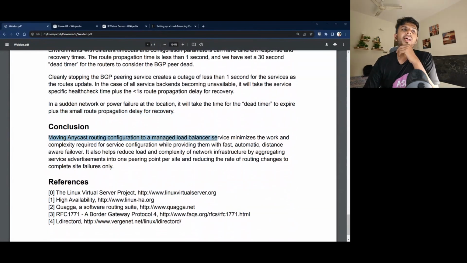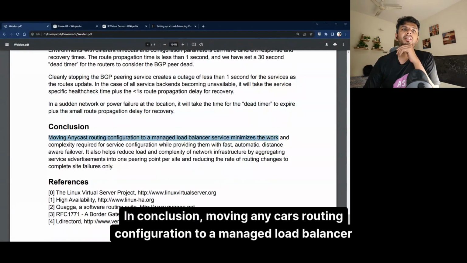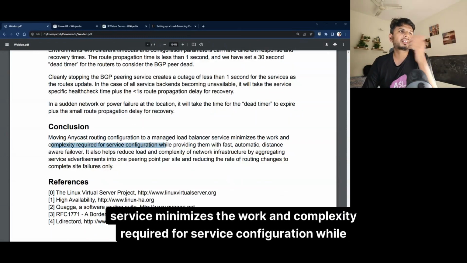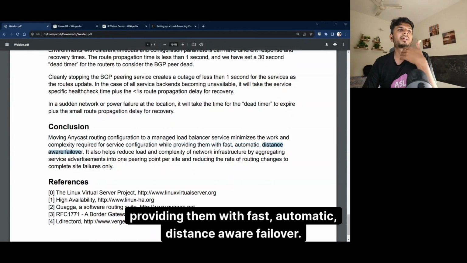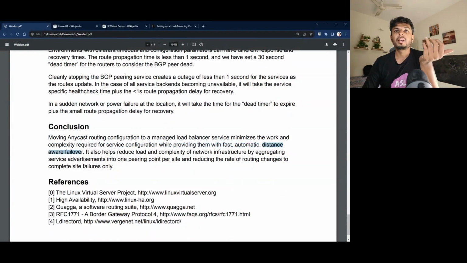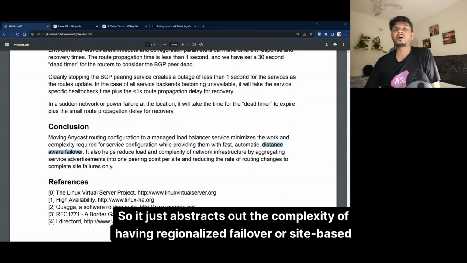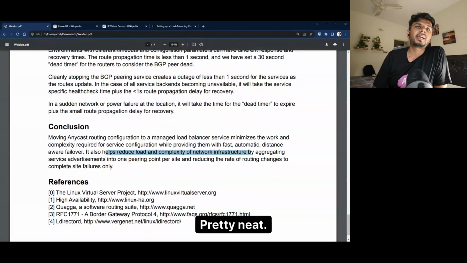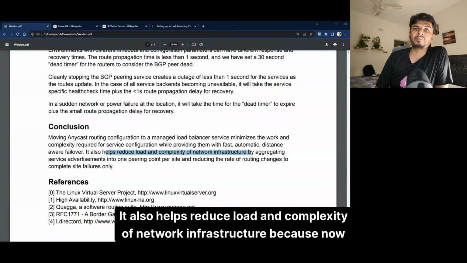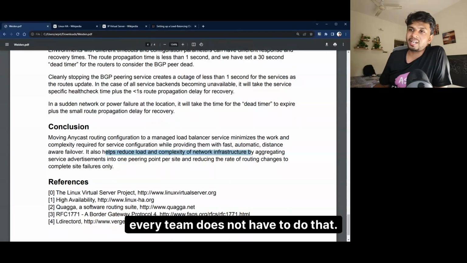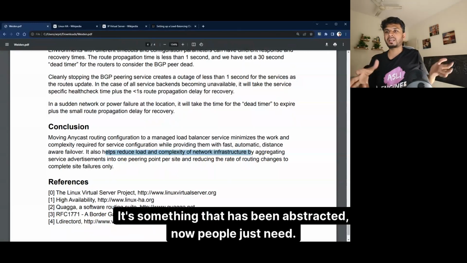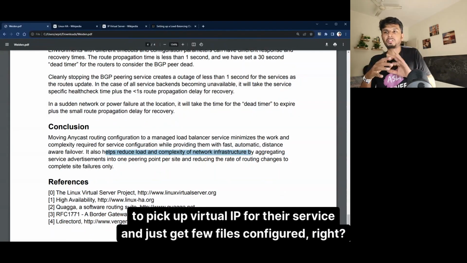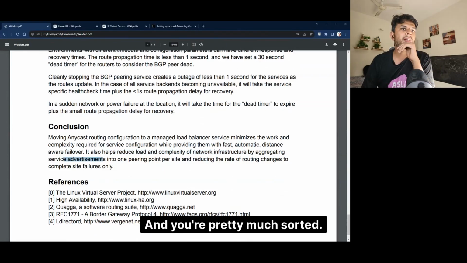Pretty solid, right? In conclusion, moving Anycast routing configuration to a managed load balancer service minimizes the work and complexity required for service configuration while providing them with fast, automatic, distance-aware failover. So it just abstracts out the complexity of having regionalized failover or site-based failover. Pretty neat. It also helps reduce load and complexity of network infrastructure because now every team does not have to do that. It's something that has been abstracted. Now people just need to pick a virtual IP for their service and get a few files configured, and you are pretty much sorted.